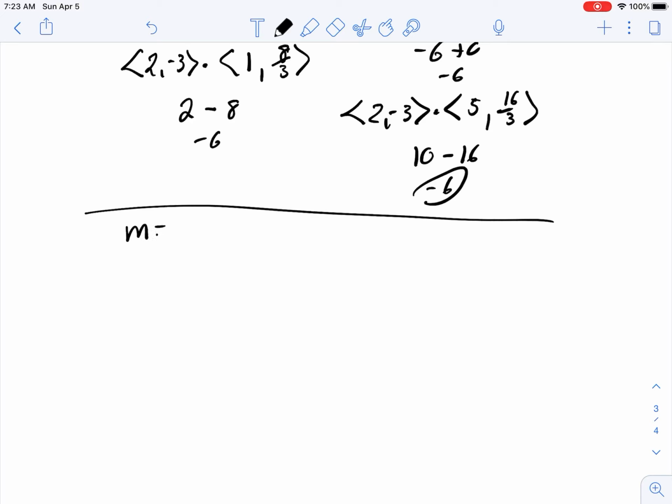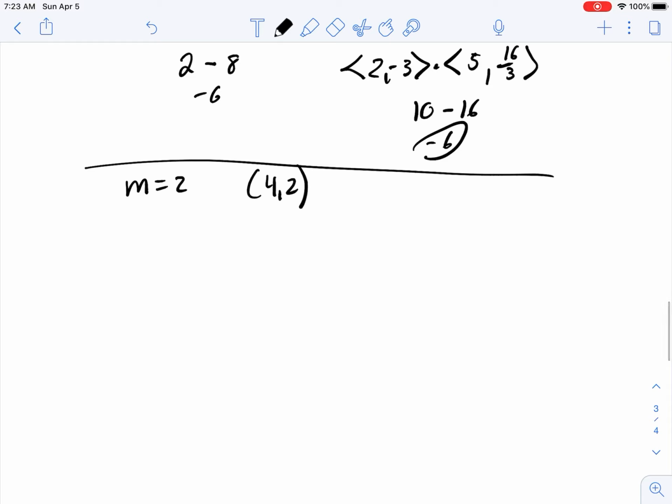Coming back to writing the equation. So let's say we have the slope of 2 and the point (4, 2). The question is, what are some options to write the equation when you're given those two things? I like the word equation, because that's what you're doing.